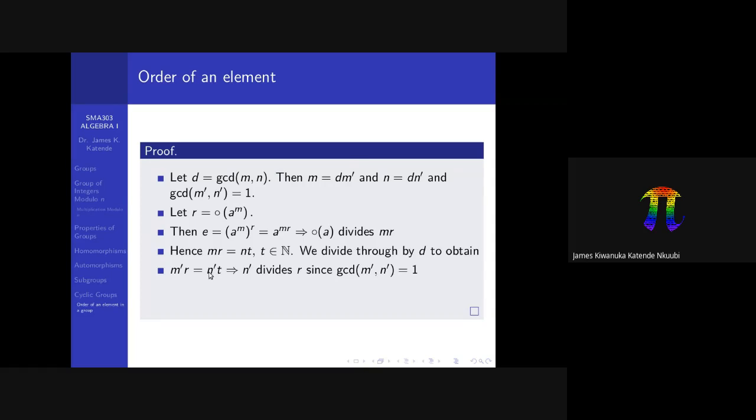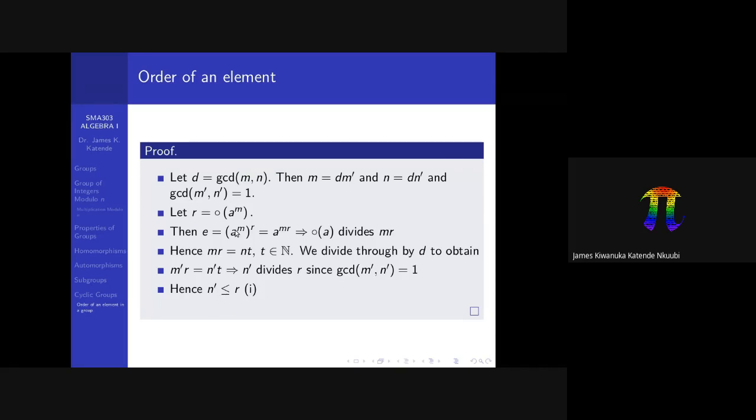So if N prime is a factor of M prime R, the only way that can happen is if N prime divides R, right? Am I right or am I right? Yes. And if that happens, it means N prime must be less than or equal to R. If N prime divides R, then it can't exceed R. So we take that as our first statement. We shall use it again.